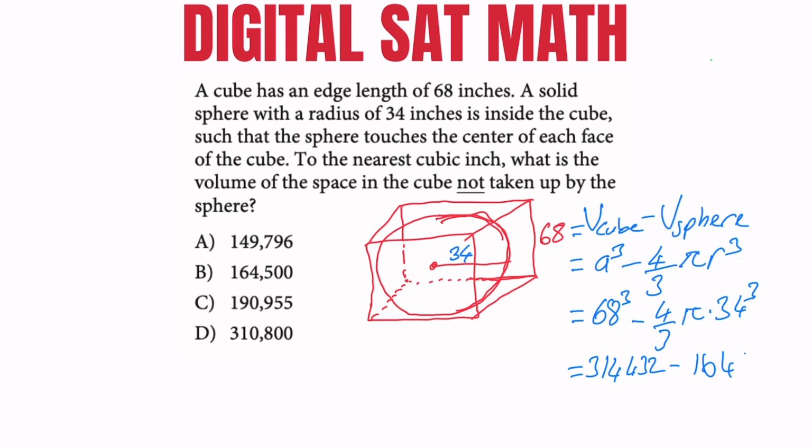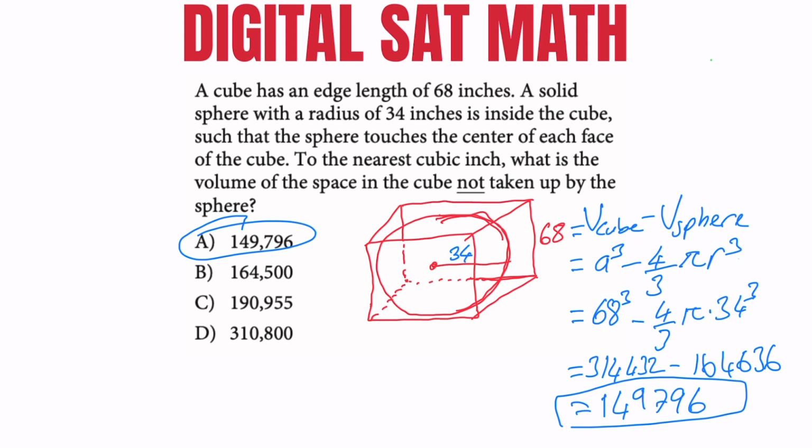So if you just do the calculations, this will become this, and if you take this number away from that, that's going to be 149,796 inches cubed. That is the answer. So our right choice is A for this question.